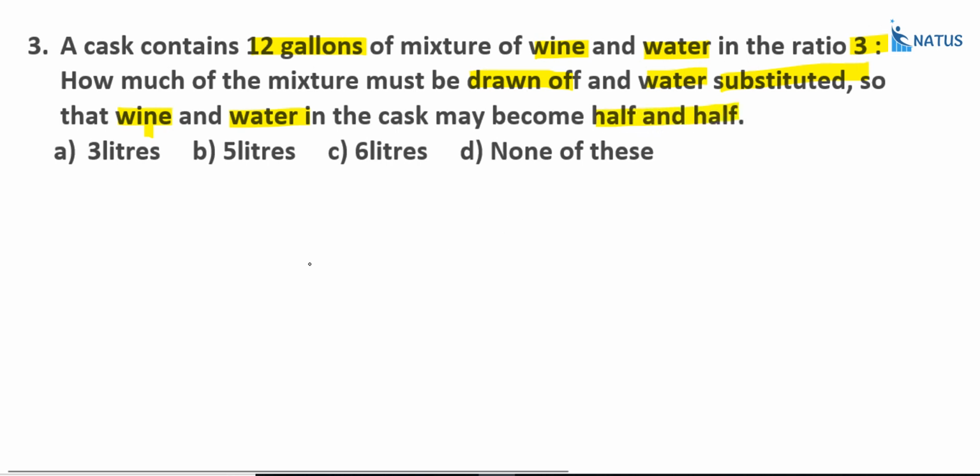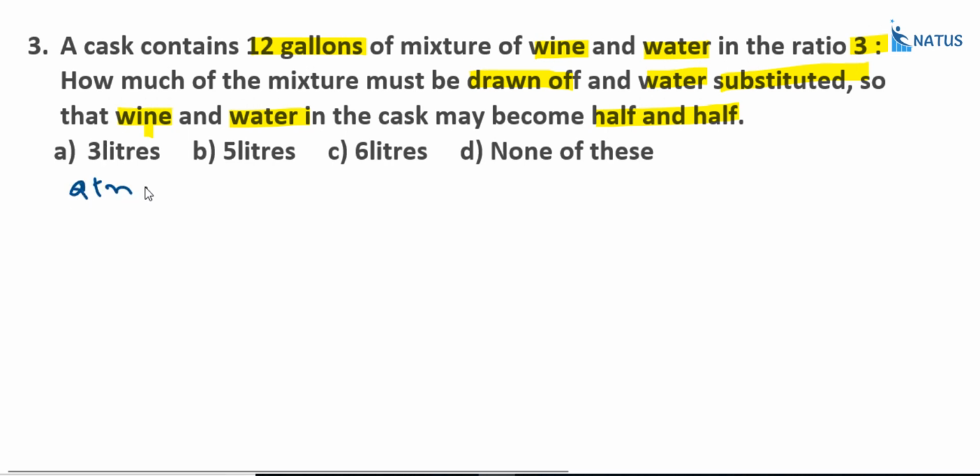See, actually two techniques are there. One is the conventional procedure and another one is going through the options. First you'll check the conventional procedure and then go through the options, right? Now, first one. What is the quantity of the cask? That is equal to 12 gallons.